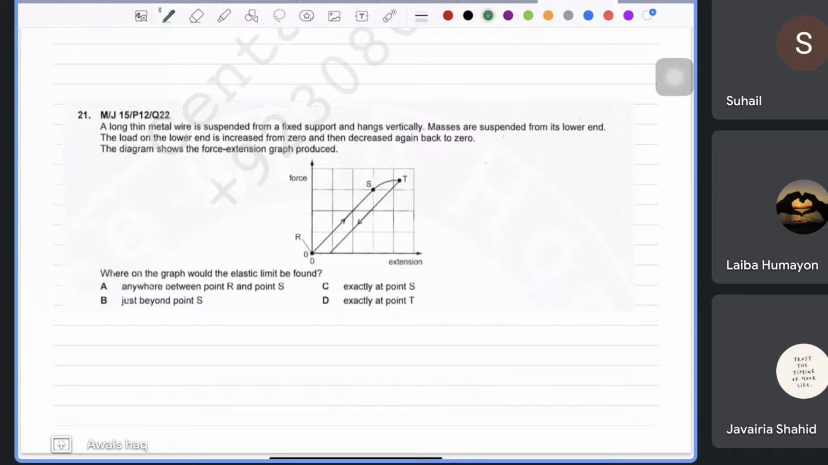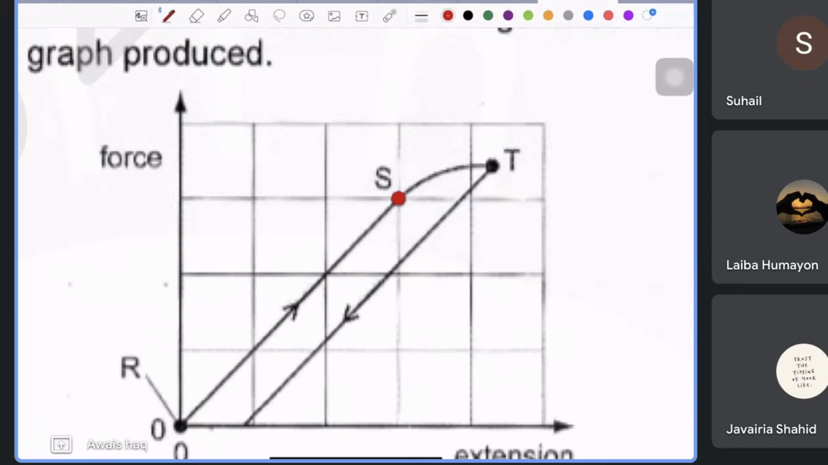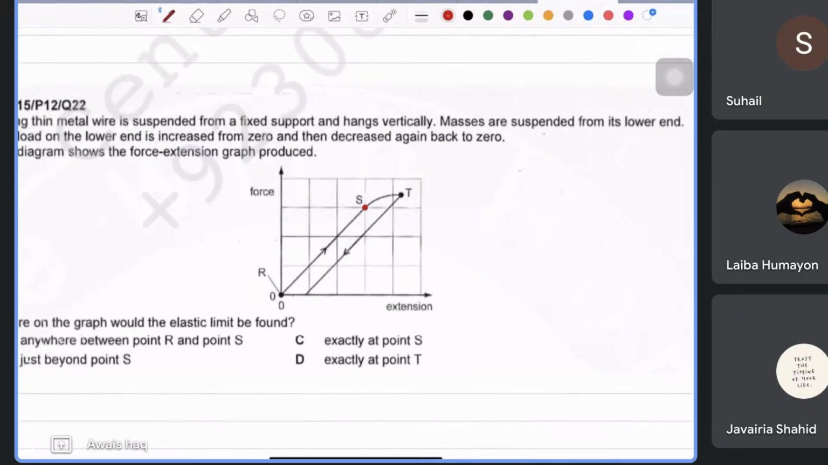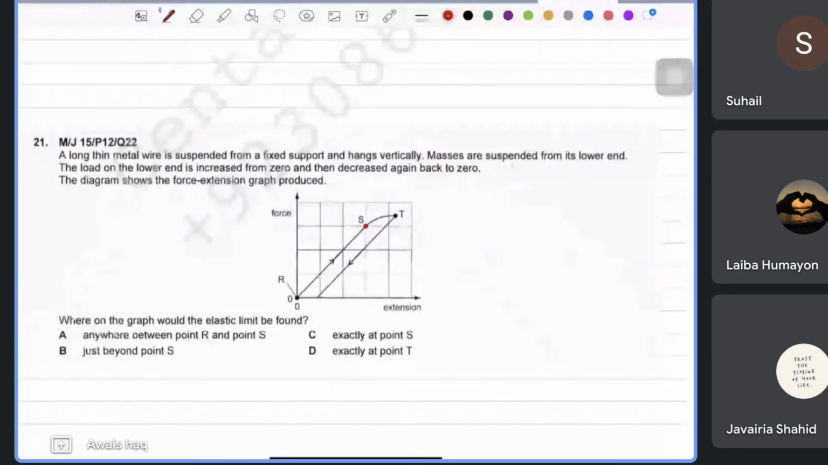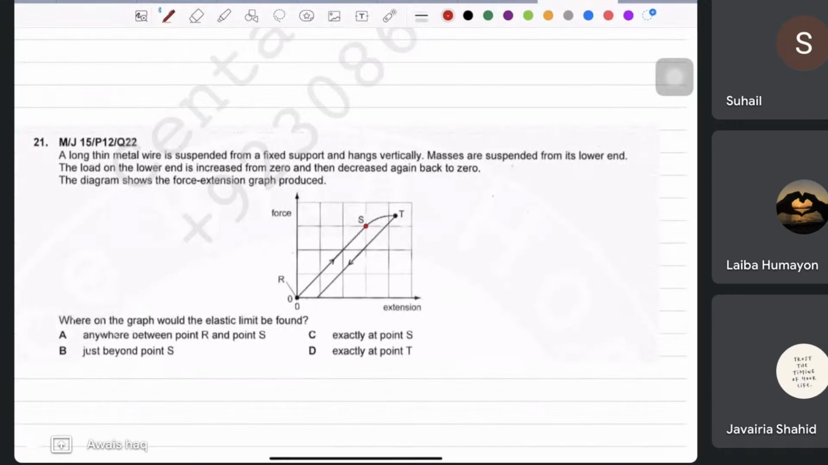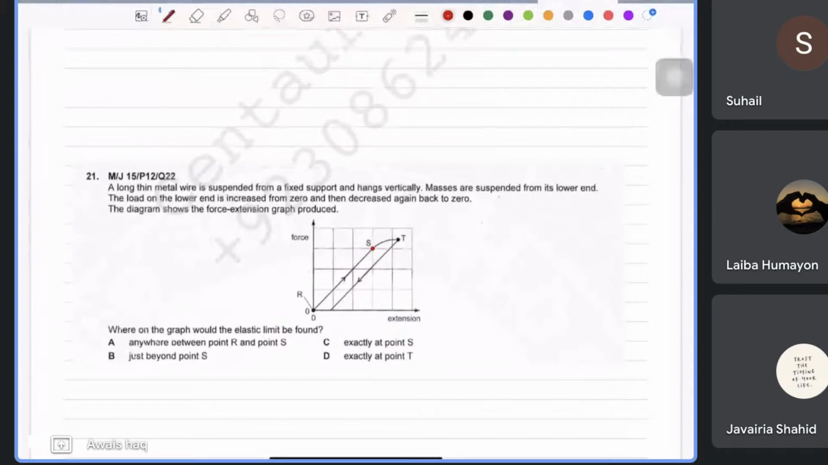Because you see, Laiba, sir, I have a question. You didn't understand the question? No, sir, the answer. Okay. Yes, what is the answer? What do you think is the answer? Point T. No, A is wrong.